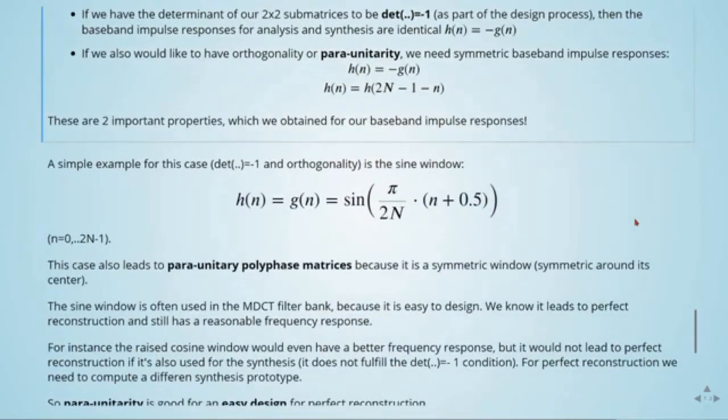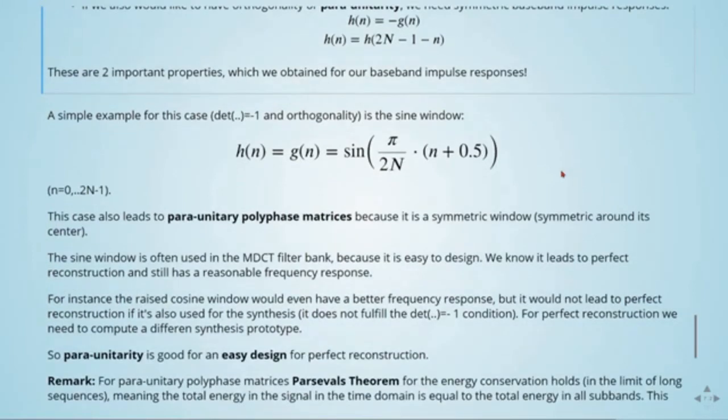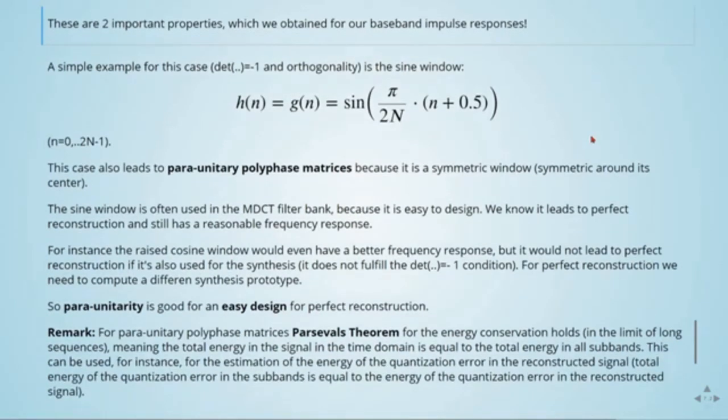A simple example for this case, where the determinant is equal to minus 1 and we have orthogonality, is the sine window. And the sine window is given here. This case also leads to para-unitary polyphase matrices because it is a symmetric window, symmetric around its center. The sine window is often used in the MDCT filter bank because it's easy to design. We know it leads to perfect reconstruction and still has a reasonable frequency response.